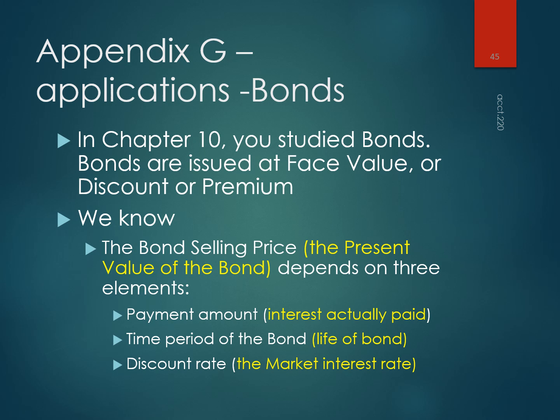So in Chapter 10, we studied bonds. We learned how to issue them, we learned how to retire them, and we learned how to amortize the discount or the premium. But for right now, we're going to learn how to calculate the selling price.